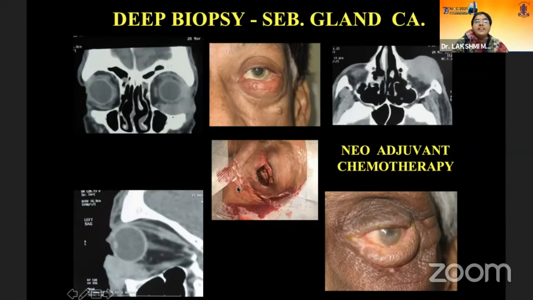So what happened? We had to do a deep biopsy because we were very sure we were dealing with malignancy. Look at the orbit. When he presented, half the orbit was involved. So this was a very severely involved sebaceous gland carcinoma. He didn't want exenteration, and he had to do neoadjuvant chemotherapy. They are not very good with chemo. They don't respond very well. Some amount of radiation also had to be done.